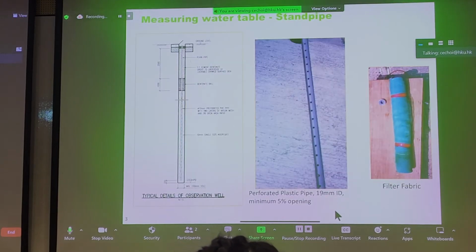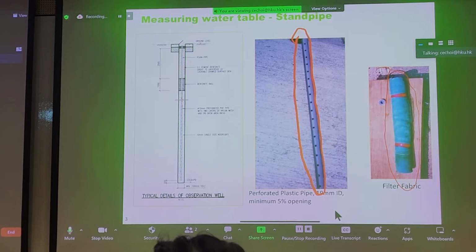To give you a bit more indication about how standpipes look like, we mentioned that it's a perforated pipe, so you essentially have holes along the entire pipe. As you can see here, here's the real perforated pipe, and often we place filter fabric around it. The filter fabric is quite pervious, but the main purpose is to minimize the migration of fines into your standpipe so it gets clogged. If it gets clogged, you're not going to get proper groundwater measurements.